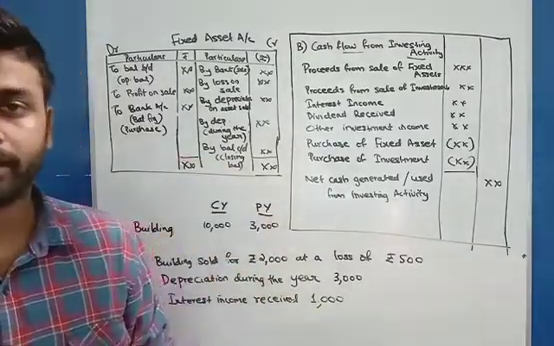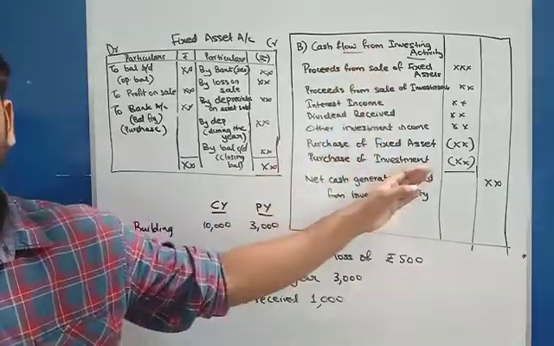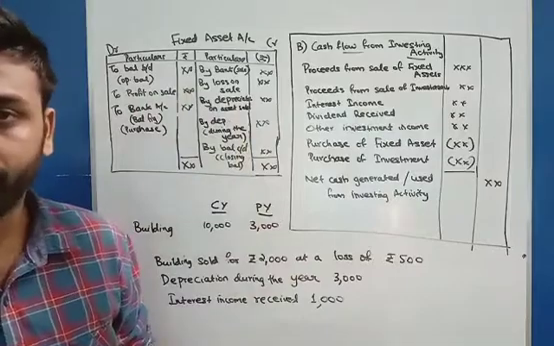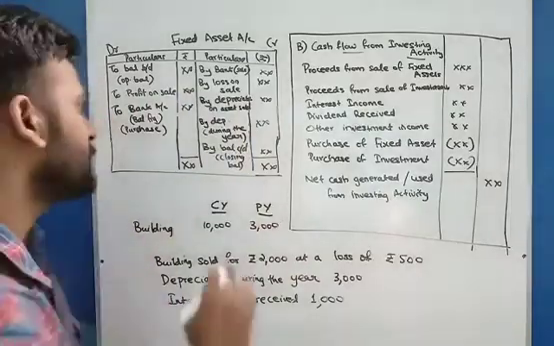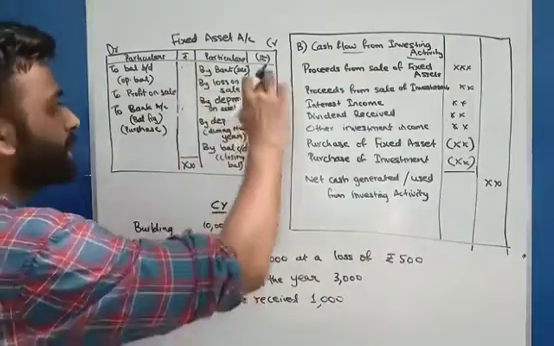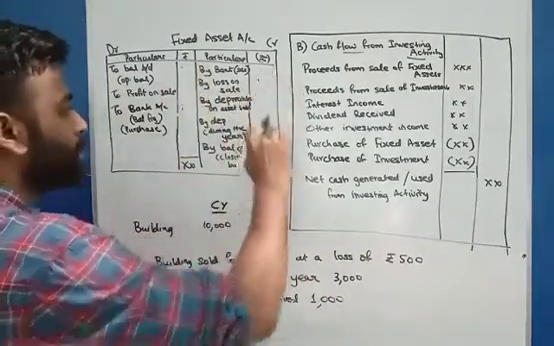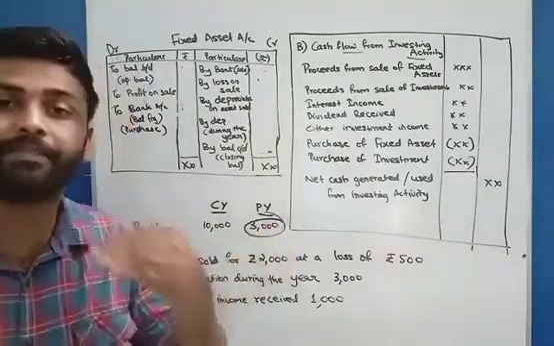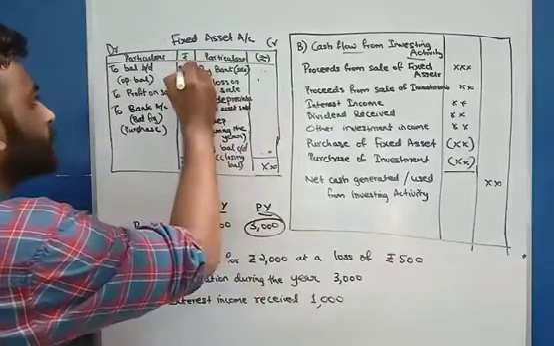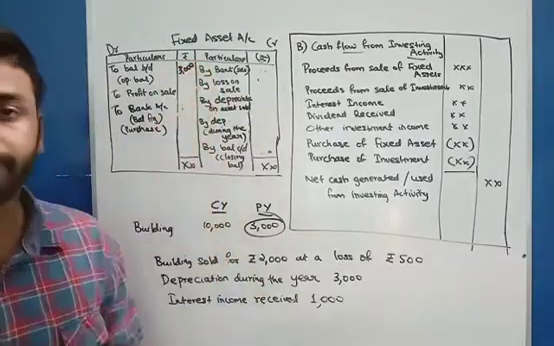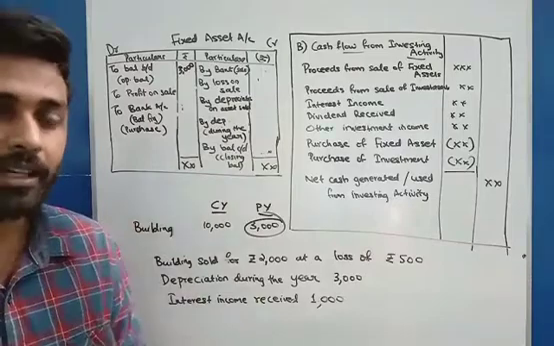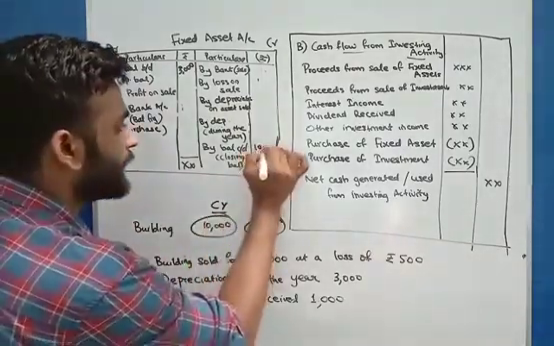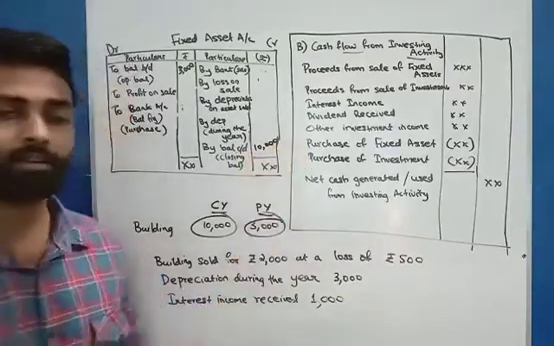That is the question. Before preparing the cash flow statement, we have to prepare the fixed asset account, that is the building account. In the building account, first mark the opening balance. The opening balance, the previous year figure, is 3,000, so 'to balance brought down' 3,000. Then mark the closing balance. The closing figure is given as 10,000, so 'by balance carried down' 10,000.